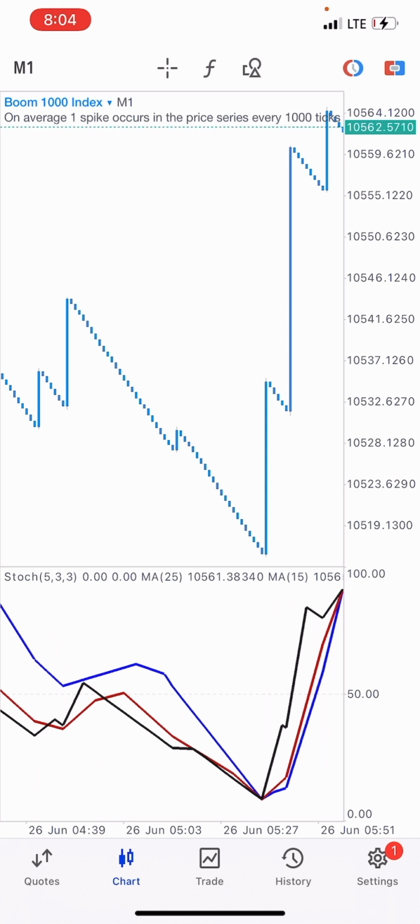In my previous video that I posted for the boom and crash strategy, the majority of the comments I got were about the settings for the strategy. If you check all the comments, everyone is requesting the indicators, and I forgot to share them in that video. So I'll be reviewing the strategy for you guys right now.